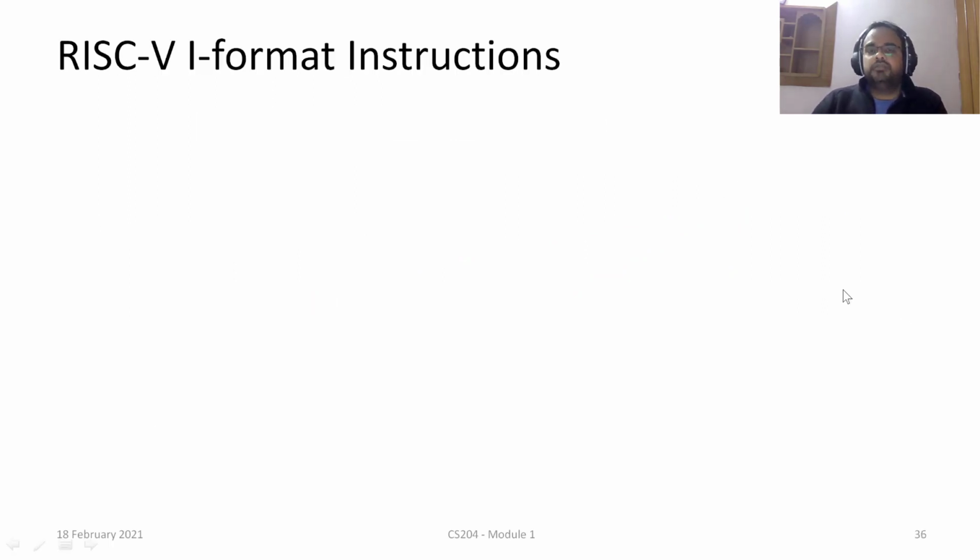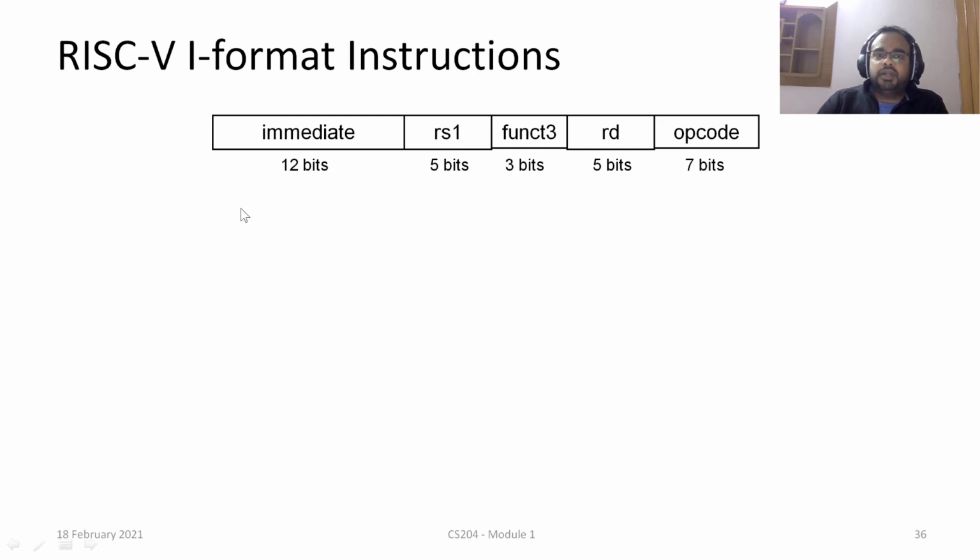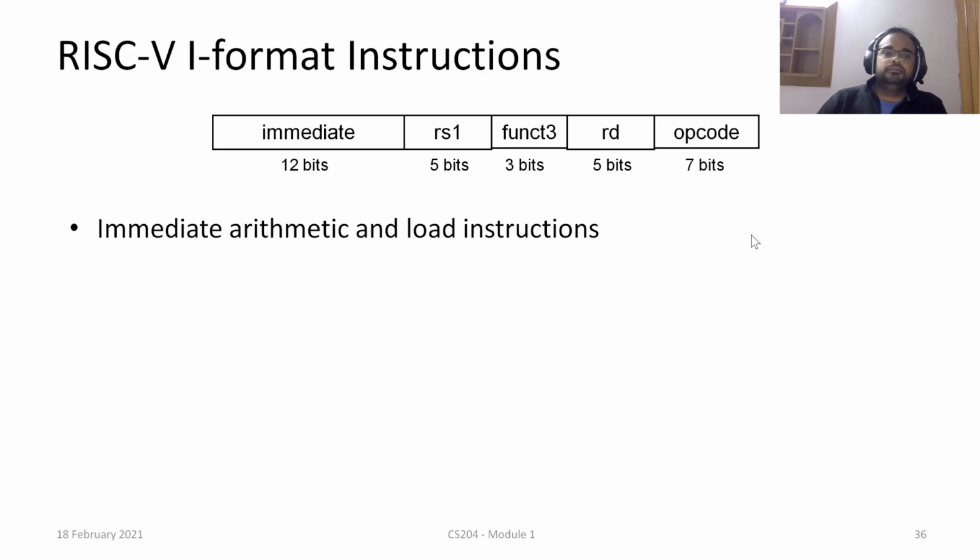For immediate operands, where we saw the ADDI, one of the operands is immediately available in the instruction, we have a different encoding, called I format instructions. Similar to the earlier, we have 7 bits of opcode, destination register, function 3 of size 3 bits, source register of 5 bits, and instead of RS2 and function 7, we have a 12-bit immediate field. This I format is for all the immediate and even the load instructions.